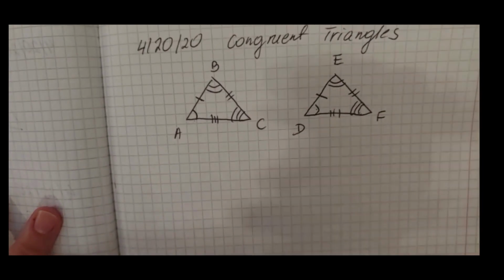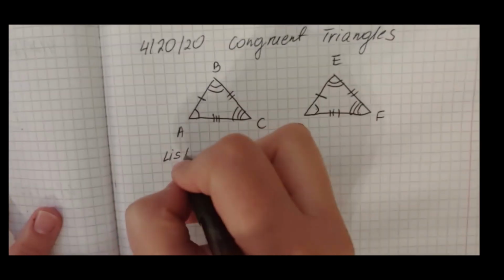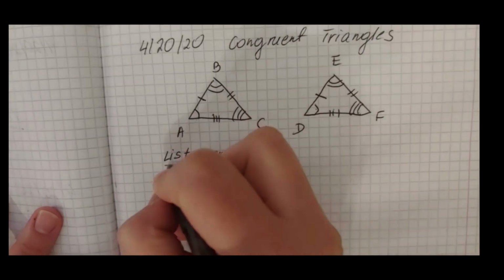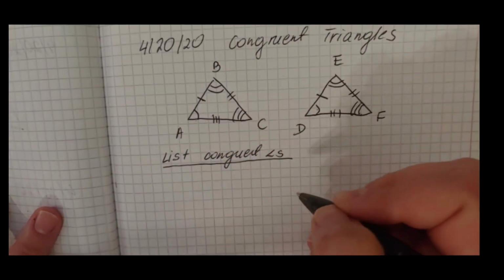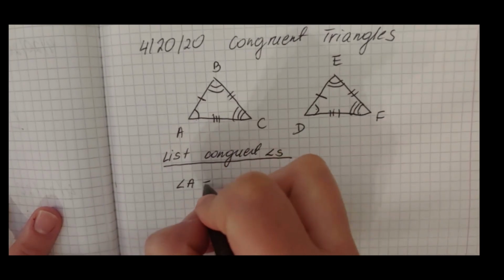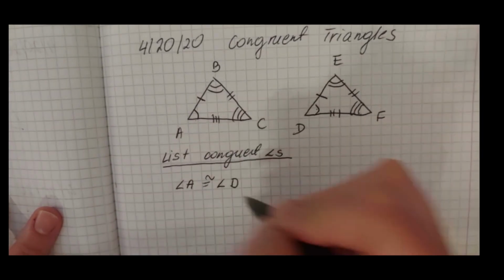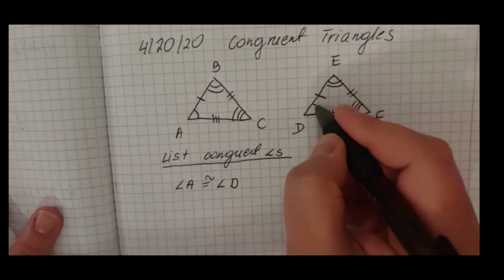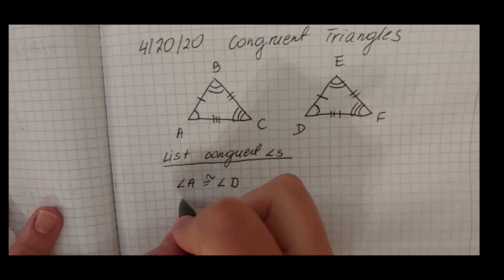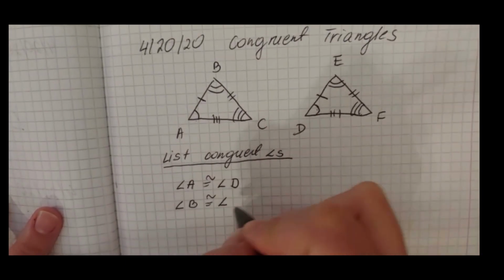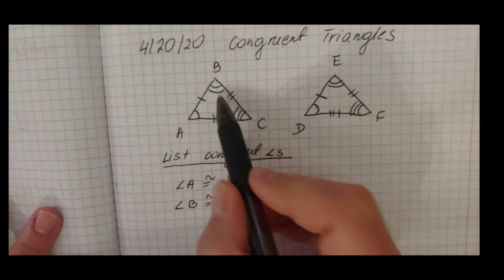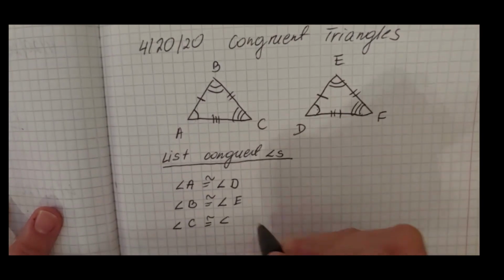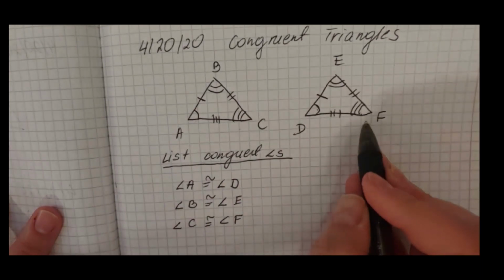Okay, what are we going to do with this? We can list congruent angles. So I can say angle A is congruent to angle D. Why? Because angle A is marked with one arc and angle D is also marked with one arc. That means they're congruent. Angle B is congruent to angle E because this one has two arcs and this one has two arcs. And angle C is congruent to angle F, three arcs, three arcs.